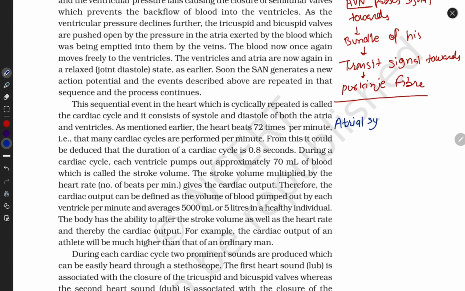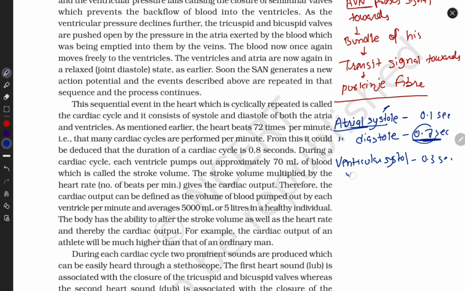Atrial systole timing. How much time do they take? 0.1 second. Systole means atrial contraction. Now atrial diastole takes 0.7 second. Ventricular systole takes 0.3 second. Ventricular diastole takes 0.5 second. Ventricular systole means they contract, diastole means they relax.